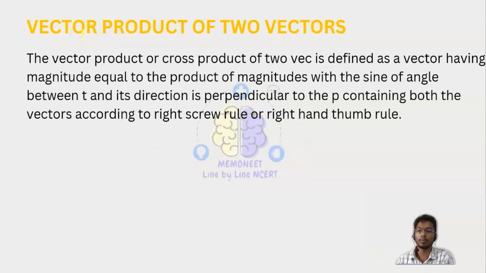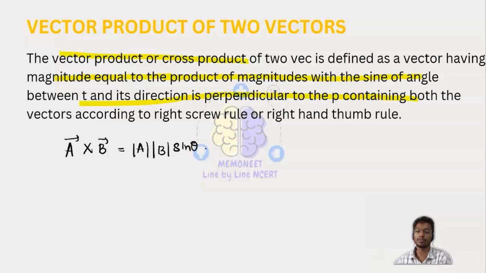Topic: vector product of two vectors. The vector product or the cross product of two vectors is defined as the vector having magnitude equal to the product of the magnitudes with the sine of the angle between them, and its direction is perpendicular to the plane containing both the vectors according to the right screw rule or the right hand thumb rule. Just understand that we have a vector doing cross product with the b vector. So this is equal to a magnitude into b magnitude into sin theta. So this is the vector product.